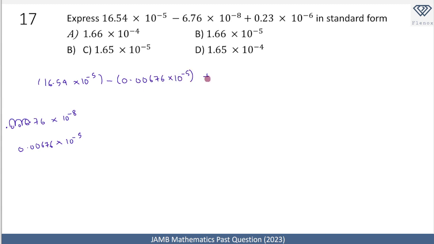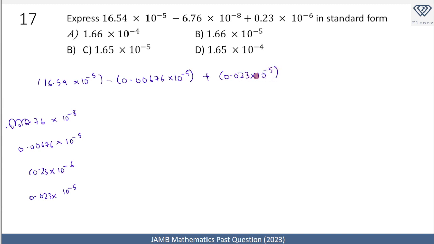And finally, my last term, I have 0.23 times 10 raised by minus 6. To make it 10 raised by minus 5, as you can see, it's just a difference of 1, so I only need to move it once. So this becomes 0.023 times 10 to the power of minus 5. So this becomes plus 0.023 times 10 to the power of minus 5.